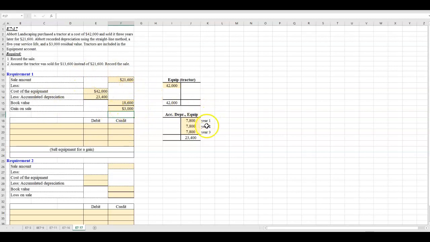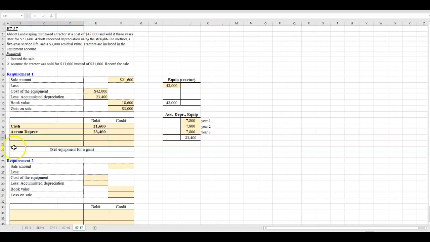All of that is to calculate whether we have a gain or loss. Now we need to actually record the sale. Journal entry for the sale. Cash. We got cash, right? We got $21,600 in cash. We need to close out these two accounts. So our accumulated depreciation has a $23,400 credit balance. To make it zero, I need to debit it $23,400. My equipment account has a $42,000 debit balance. To make it zero, I need to credit it $42,000.